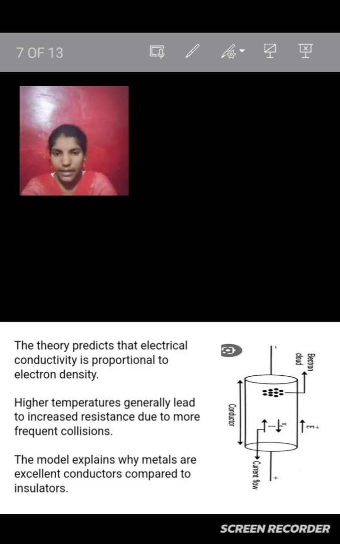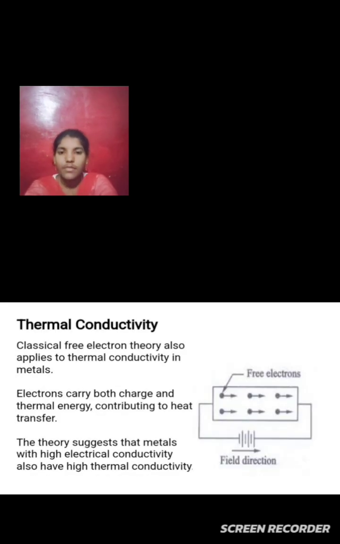When it comes to thermal conductivity, classical free electron theory also applies to thermal conductivity in metals. Electrons carry both charge and thermal energy, contributing to heat transfer. The theory suggests that metals with high electrical conductivity also have high thermal conductivity. In this diagram, we observe the free electrons moving toward the field direction. The thermal conductivity is the transfer of thermal energy in between the metal ions.